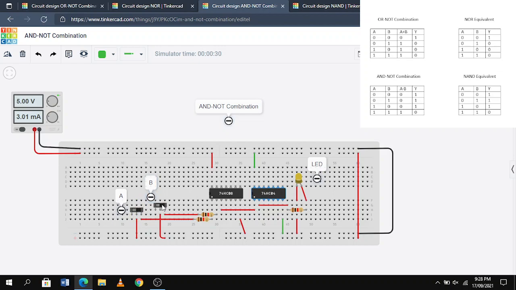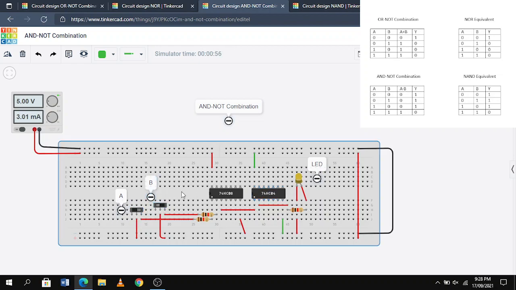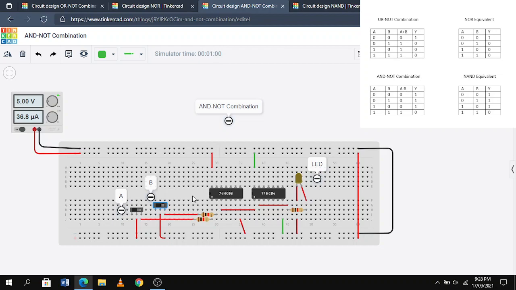So next, at 0 1, it is still turned on, because whatever output is being passed by the AND gate, the hex inverter will flip it. So at the normal AND gate, the LED usually won't turn on, but since there is an inverter, the LED is at logic 1. Next we have 1 0, and still the LED is turned on. And with both switches at logic 1, the LED is now at logic 0, and that's because of the inverter.